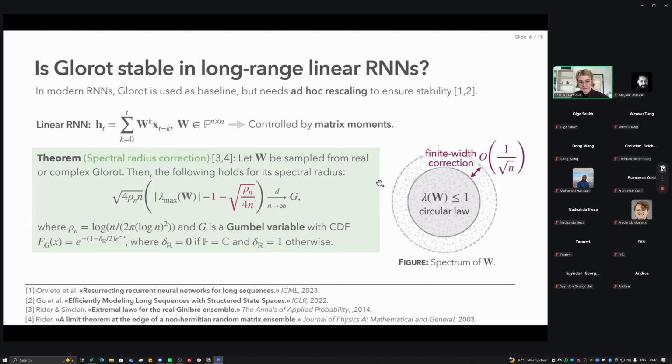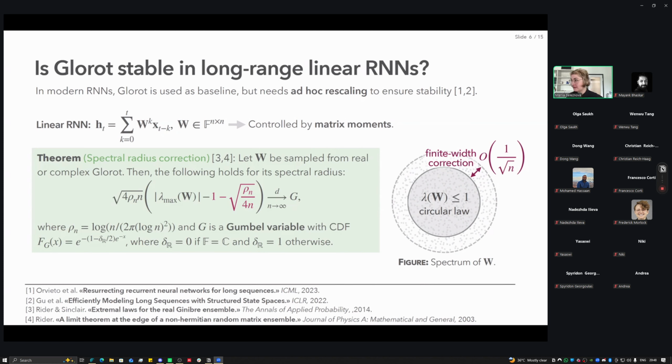The theorem on the slide characterizes the spectral radius, or the largest eigenvalue, of the Glorot initialized matrix W. What the theorem says is also summarized on the right-hand side in the figure. In the infinite width limit, the whole spectrum of the Glorot initialized matrix lies within the unit circle on the complex plane. These are non-Hermitian matrices, by the way, so the eigenvalues are complex. And at infinite width, we have the famous circular law, which says that the spectral radius is just 1.